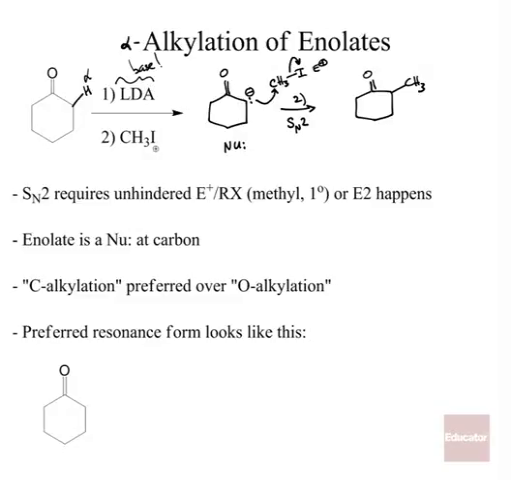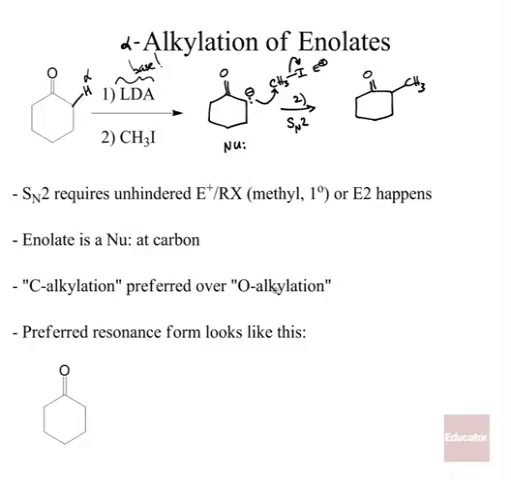Now, because it's an SN2, remember that backside attack requires minimum steric hindrance. So we have to have an unhindered alkyl halide. A methyl group would be great. Primary would be fine. But as soon as we get to secondary or tertiary, then E2 is going to be preferred because the enolate is still a pretty strong base. Now, as shown here, the enolate is a nucleophile at carbon. In other words, C alkylation, putting the alkyl group on the carbon, is preferred rather than O alkylation, okay?